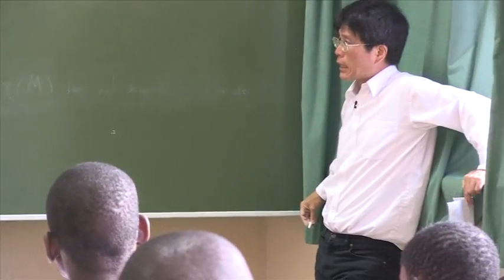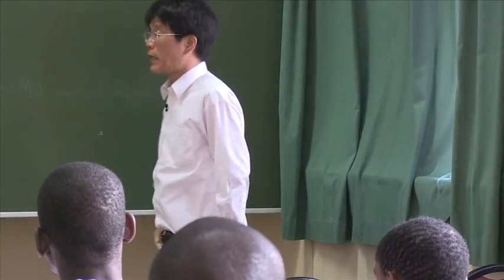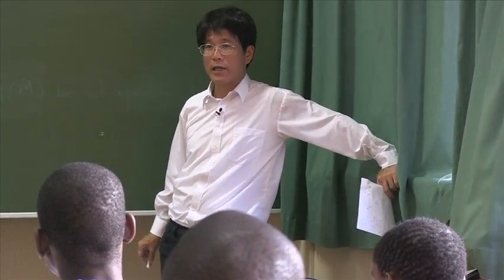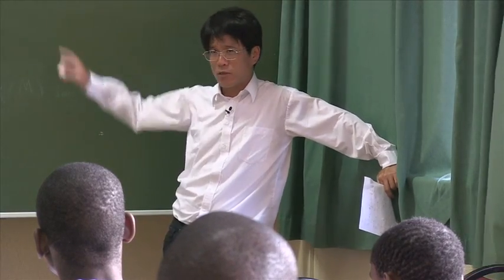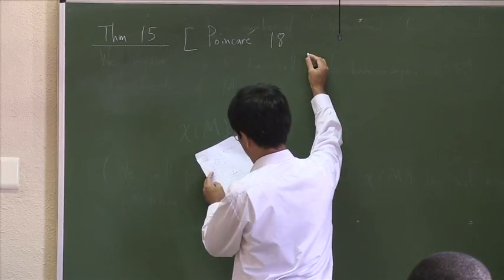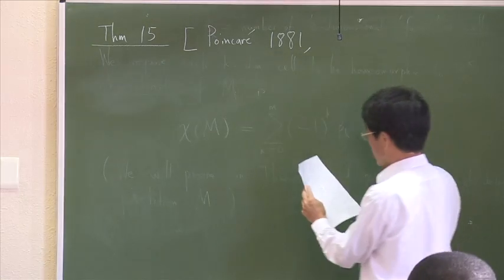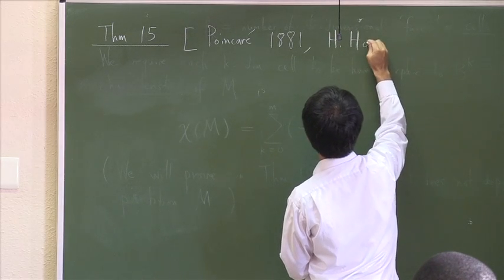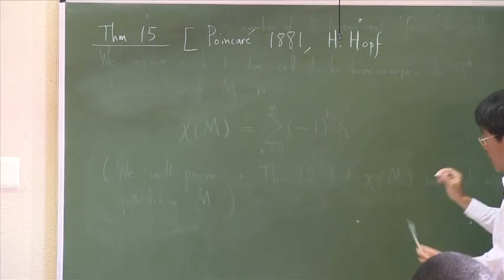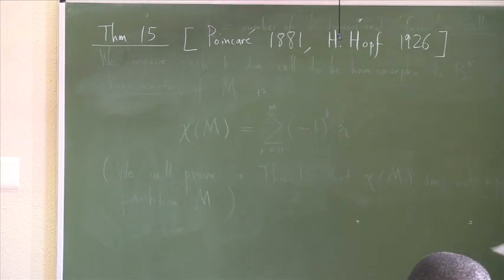He lived around the turn of the 20th century, from the latter half of the 19th century to the beginning of the 20th century, Henri Poincaré. His cousin was Raymond Poincaré, the president of the French Republic. But this is really the more famous one. And this theorem that I'm about to state was discovered by Poincaré in the two-dimensional case in 1881. And then Heinz Hopf, a nice Swiss mathematician, proved it in general dimension in 1926. So for this reason, it's sometimes called the Poincaré-Hopf theorem.